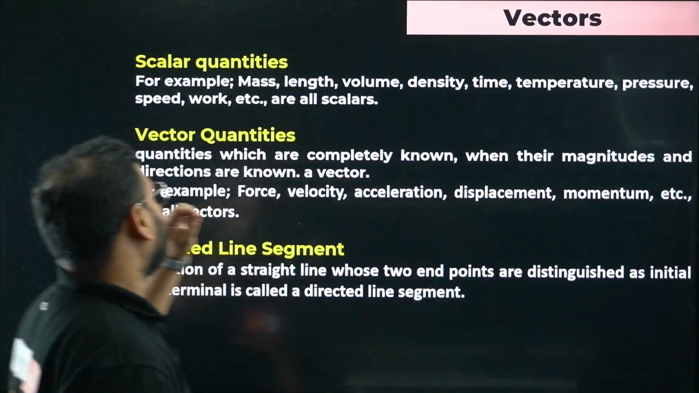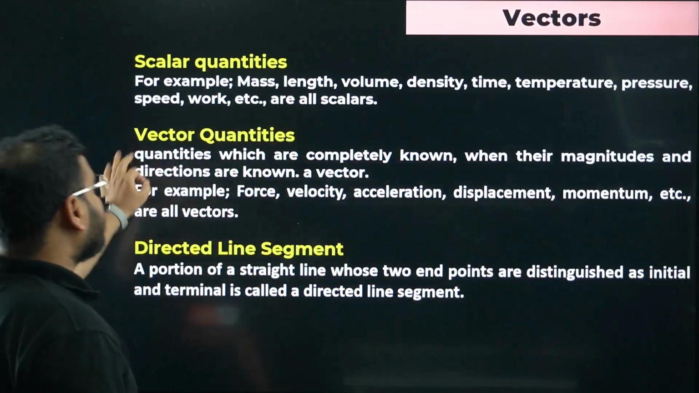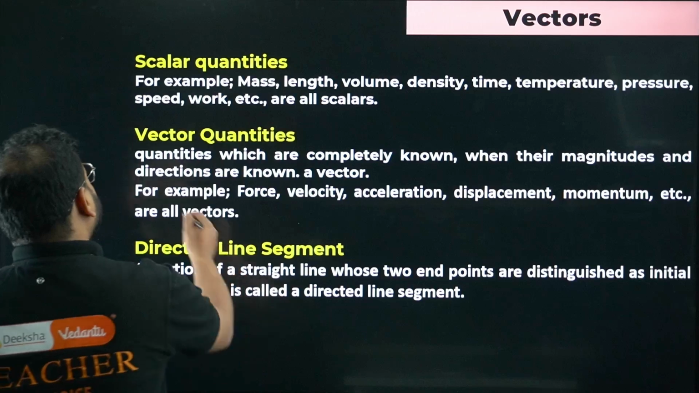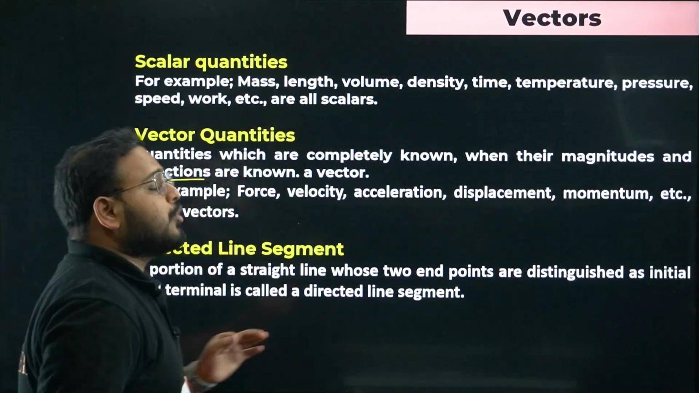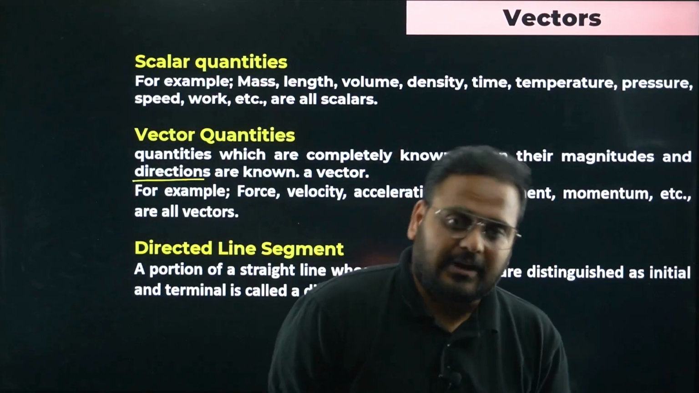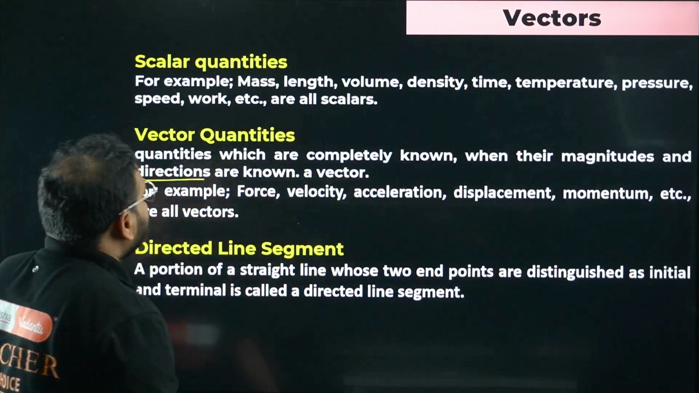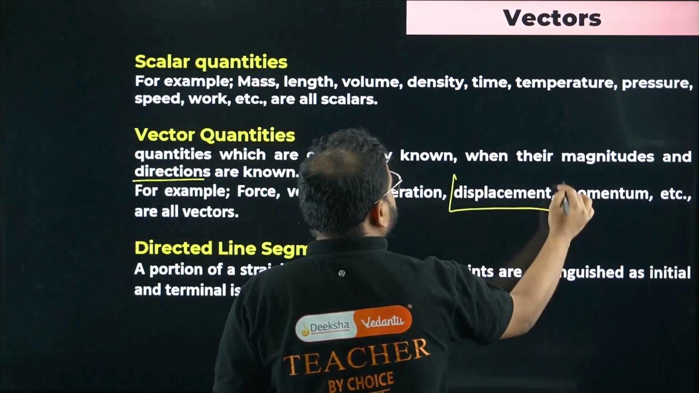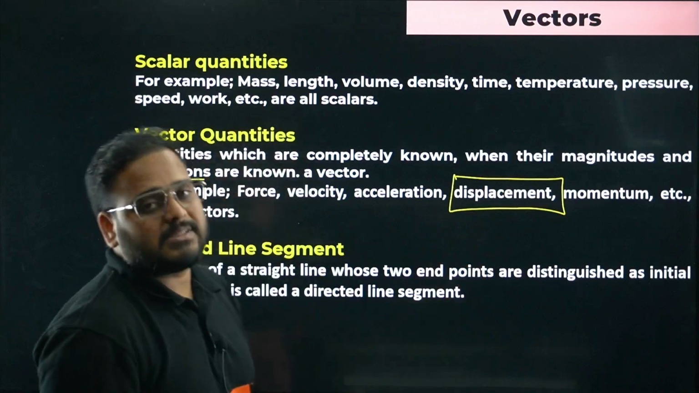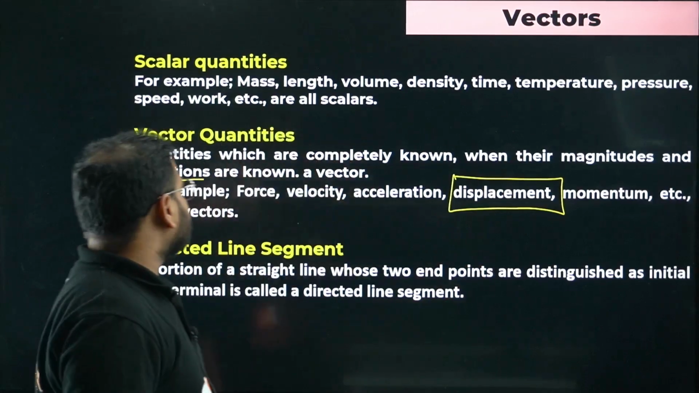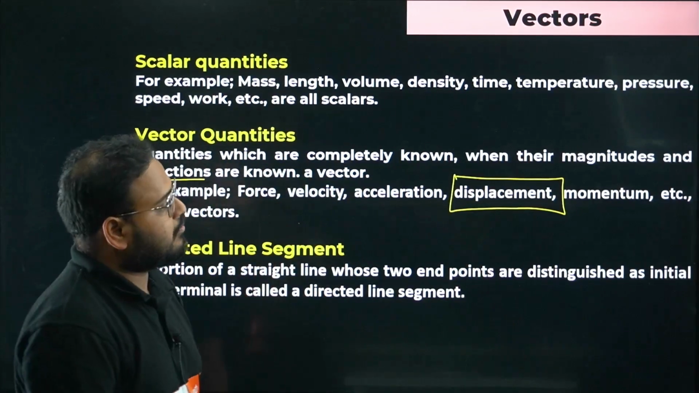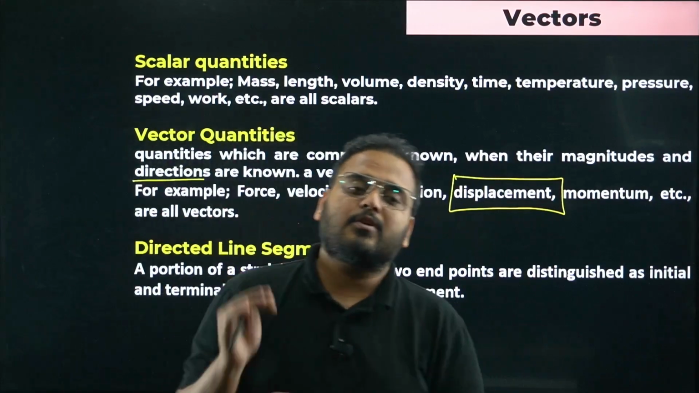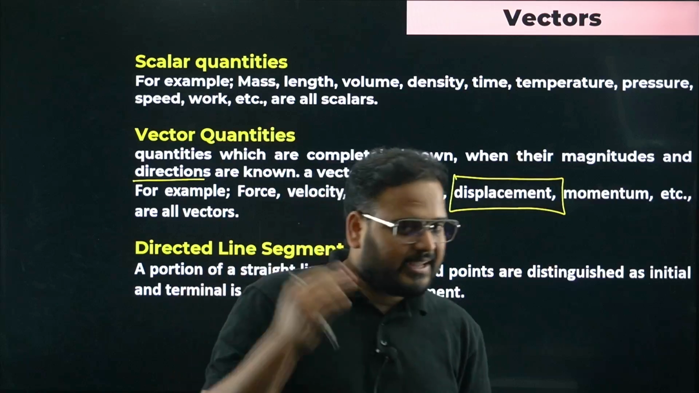But if you take some examples of vector quantities, what we have are quantities which are completely known when their magnitudes as well as their directions are known. Only then can we say those quantities are vectors. For example, instead of taking length or distance, we take displacement. Now what is this? Force, velocity, acceleration, momentum, etc. are all vector quantities.